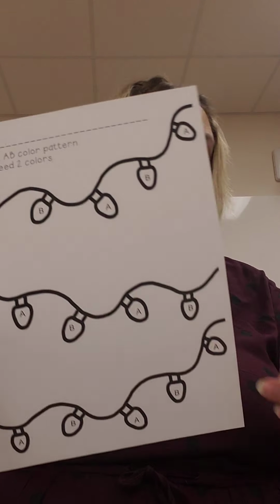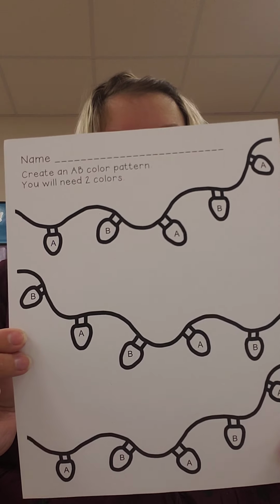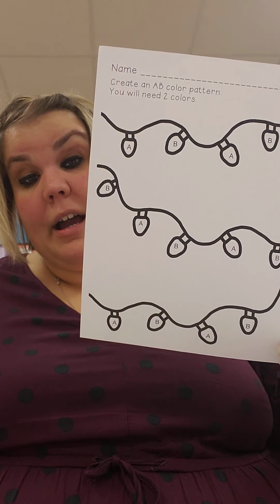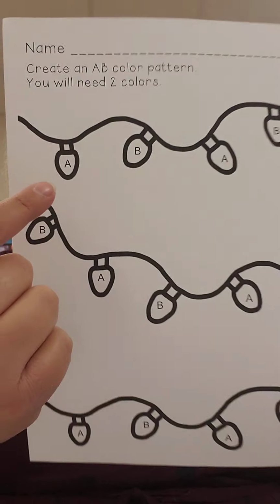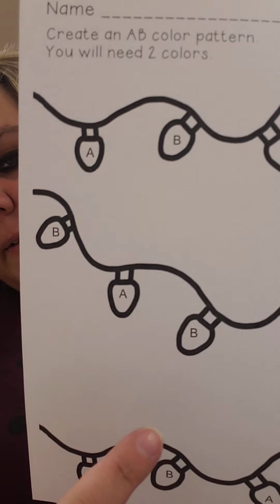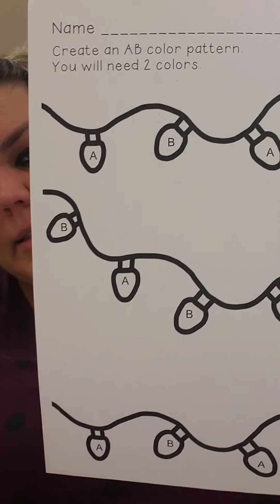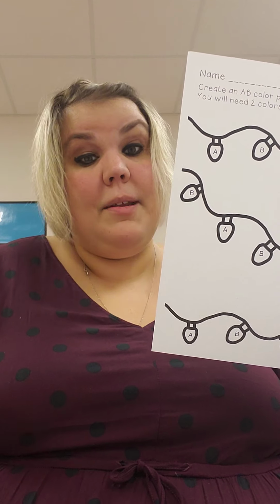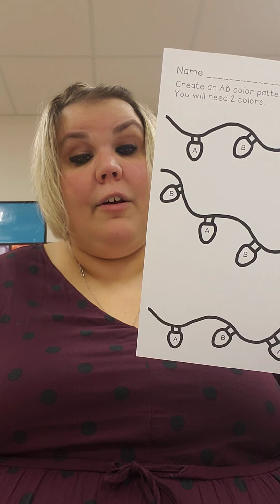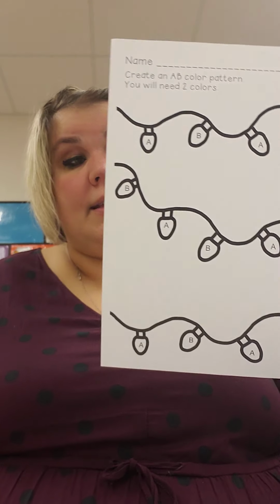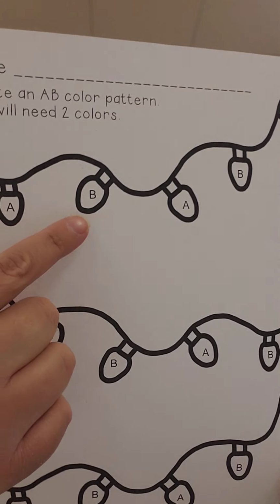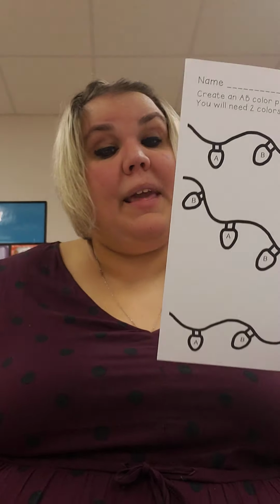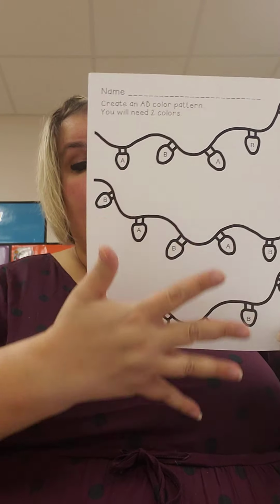Awesome job, friends. Today you get to make an AB pattern with these Christmas lights. So you need to pick a color that you want all your letter A's to be. There's letter A, and color all your letter A's the same color. Maybe you want them to be green, maybe you want them to be purple, whatever color you want, but all the A's have to be the same color. And then there are B lights, and all the B's have to be the same color on the whole page.